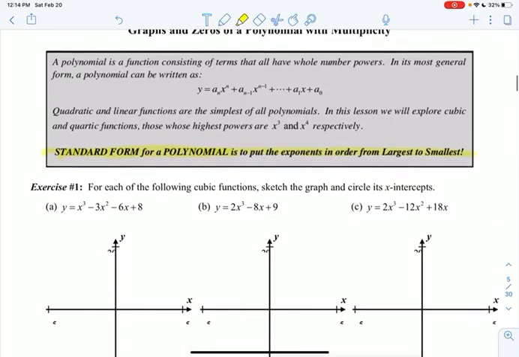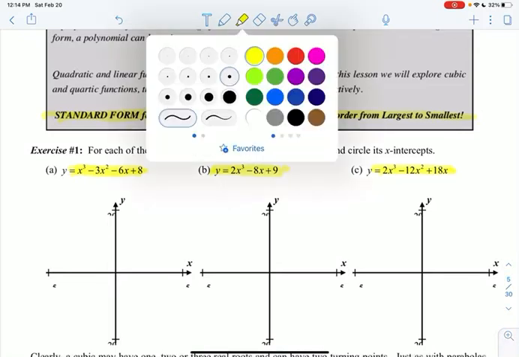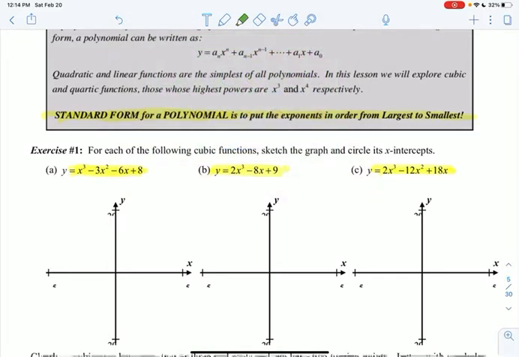Okay, so we're going to look at exercise 1 and do three quick little sketches. I want you to put these into your graphing calculator. So I've got y equals x to the third minus 3x squared minus 6x plus 8. I have y equals 2x to the third minus 8x plus 9, and I have y equals 2x to the third minus 12x squared plus 18x. Put those all in your graphing calculator. They're all in standard form.